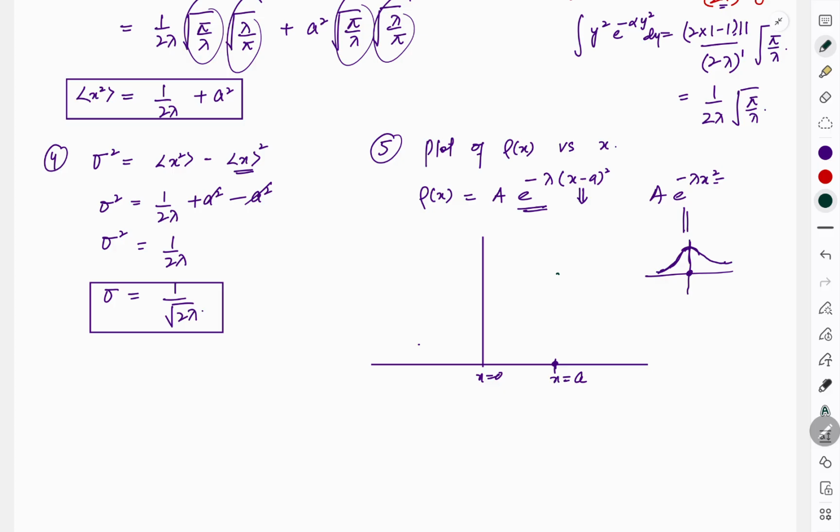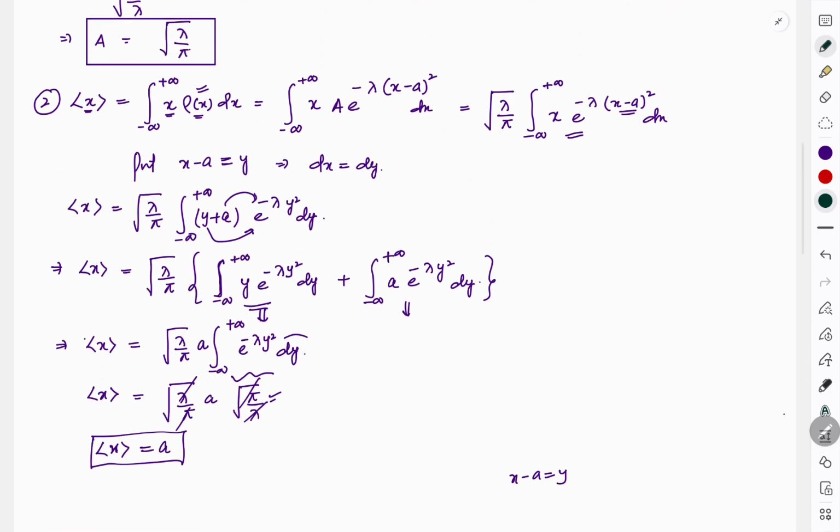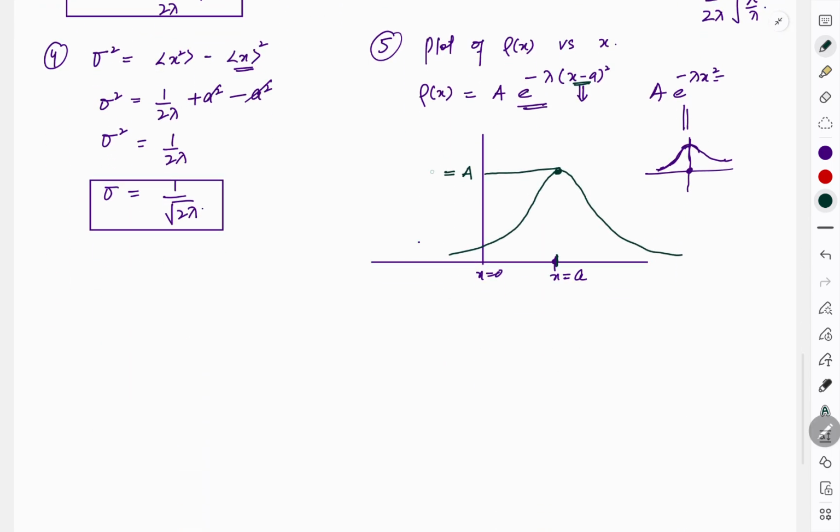A bit more clean, because it is symmetric about a, so it will be like this. And what is the value at x equals a? If we put here x equals a, so it would be 0, e to the power 0 is 1, so it's a, and we already evaluated a, that is the normalization constant, which is root of lambda divided by pi. So this is its plot.